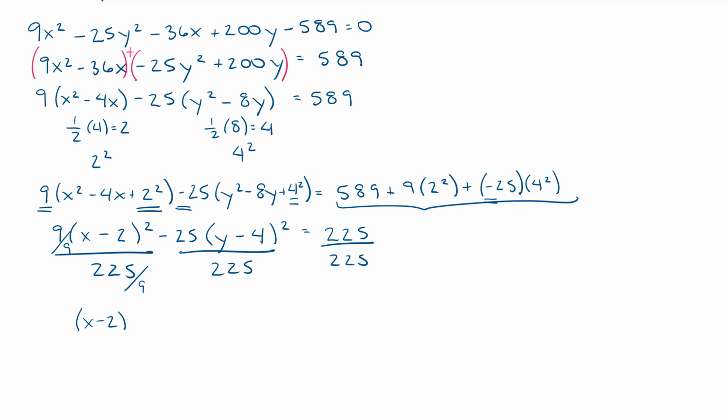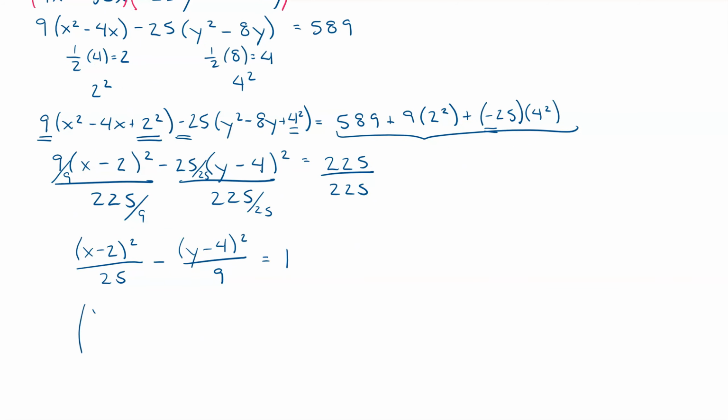That's going to give me x minus 2 squared over 25. And then I'm going to divide the top by 25, divide the bottom by 25. That gives me y minus 4 squared over 9 equals 1. This is what we would call standard form, but we go all the way to professional form. So I'm going to drop those parentheses all the way down. And that gives me x minus 2 over 5 squared minus y minus 4 over 3 squared equals 1.